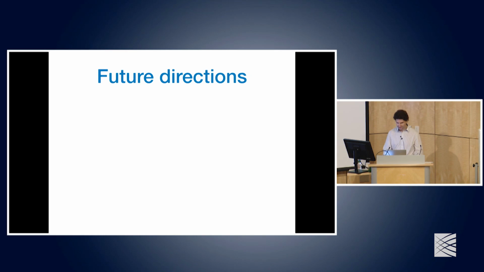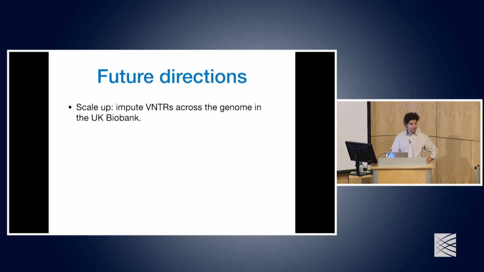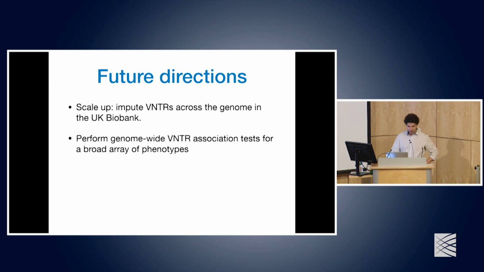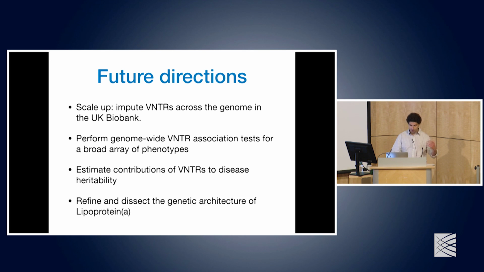Okay. Since I'm running out of time, I'll just wrap things up by telling you some of our plans for the future. The first thing we're going to do is we're going to scale up. We're going to impute VNTRs across the genome in the UK Biobank. And we're going to perform a host of VNTR association tests with that broad array of phenotypes that are available in the UK Biobank. We're also going to try to estimate the total contribution of VNTRs to disease heritability. And we'll explore lipoprotein A more. We'll seek to refine the genetic architecture of this very interesting trait.